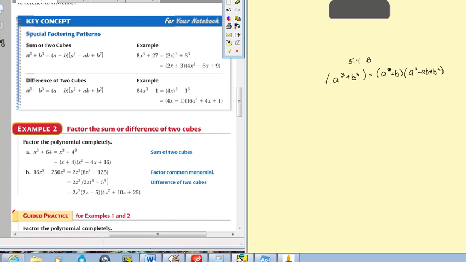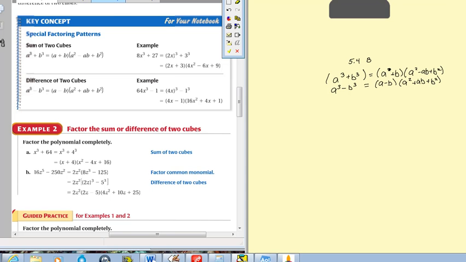Now if I have the difference of two cubes, a cubed minus b cubed, what's the only difference in here? We have a sign change, don't we? Instead of a plus b, it's a minus b here. Instead of a squared minus ab, it's a squared plus ab. And it's the same b squared here, plus b squared. So these two signs are the only difference between the sum or the difference patterns.